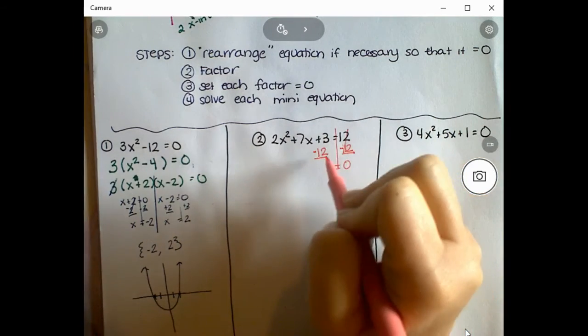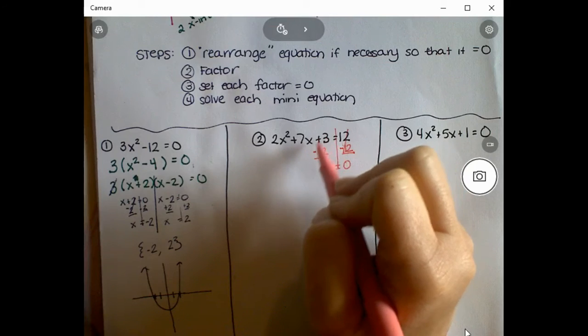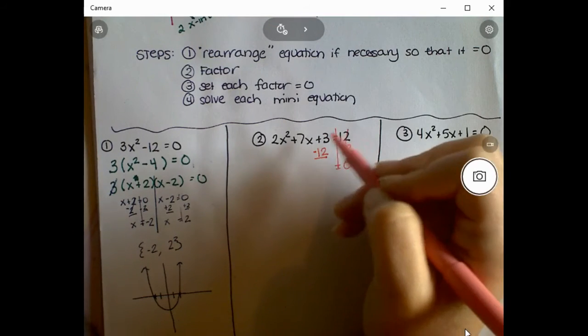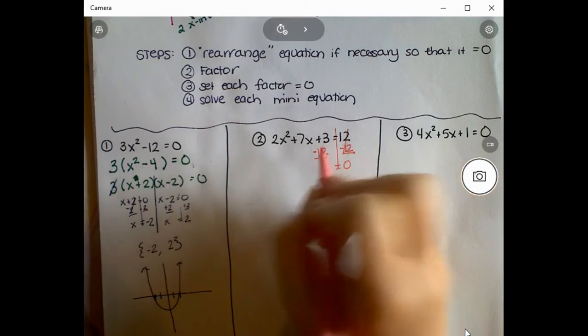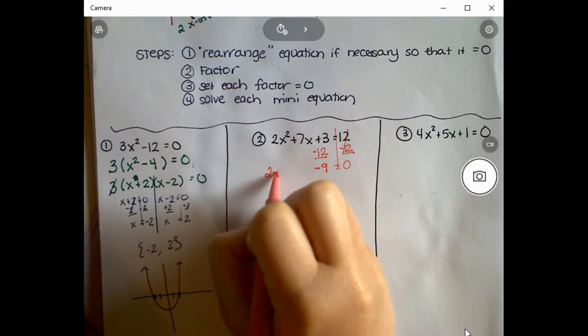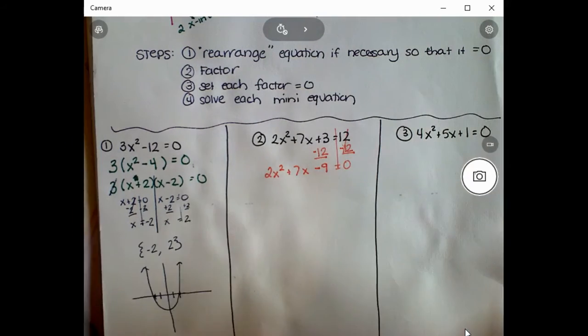On this side, the only part I can combine it with is the 3, because these are constant terms and they don't have a variable. They are like terms. All right? 3 minus 12 is -9. And we're going to rewrite the other stuff in front. All right, we have finished step 1.